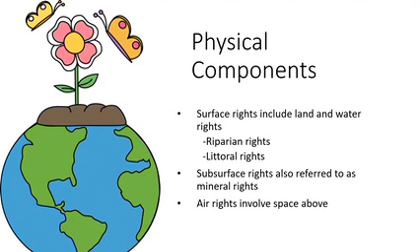The physical components. You have surface rights, subsurface rights, and air rights. The surface rights include land and water rights, and there's 2 types of water rights. You have riparian and littoral. Your subsurface rights are also referred to as mineral rights, and then the air rights involve the space above.